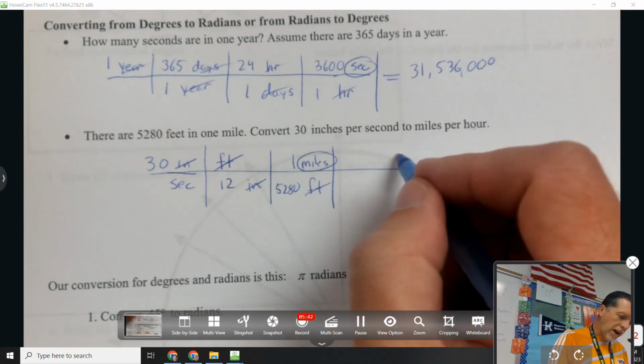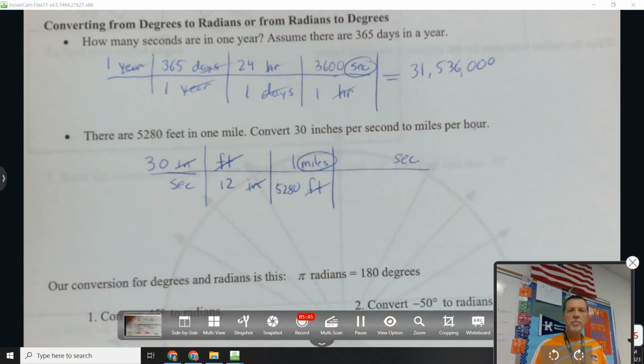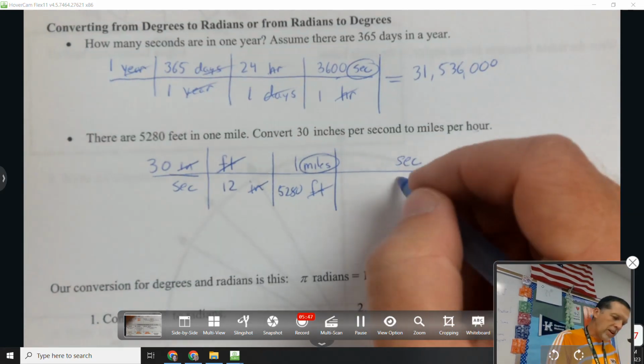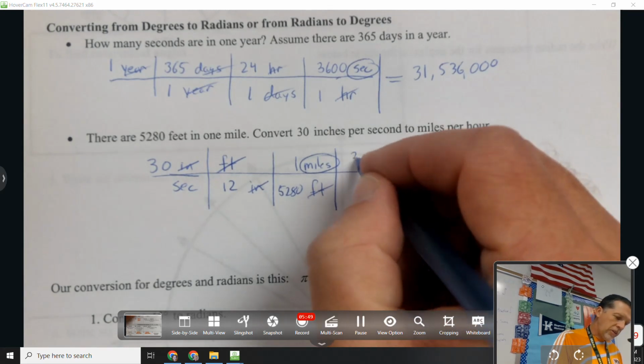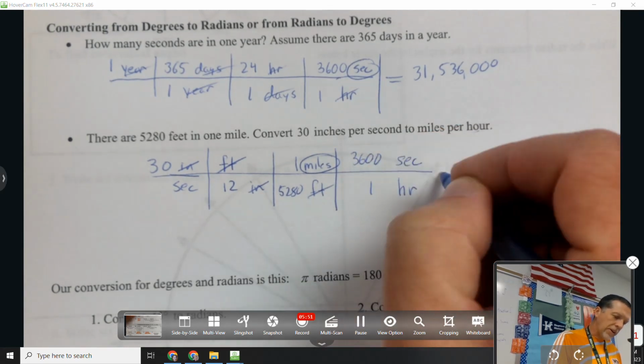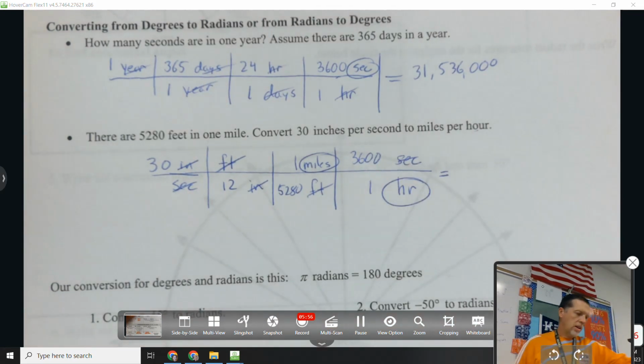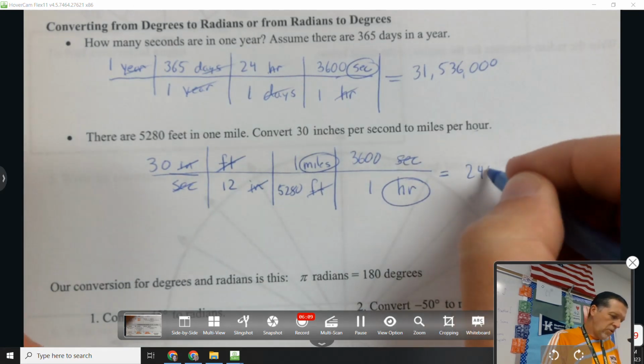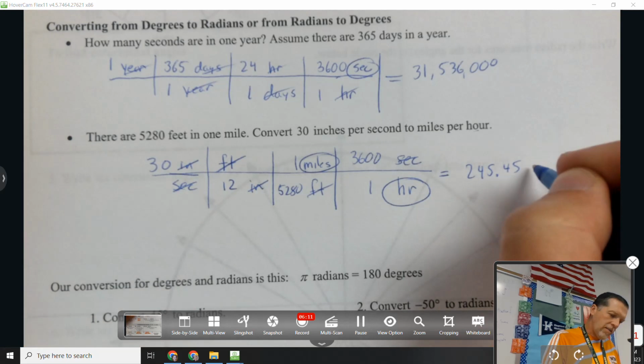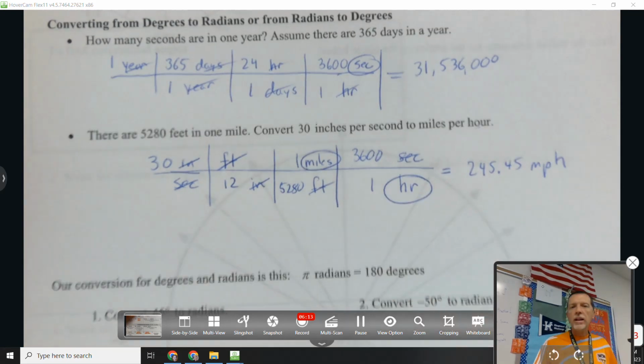But I want miles per hour, so I need the seconds to go away. And I can turn them straight into hours. I know there's 3,600 seconds in 1 hour. So 30 times 3,600 divided by 12 divided by 5,280. 245.45 mph.